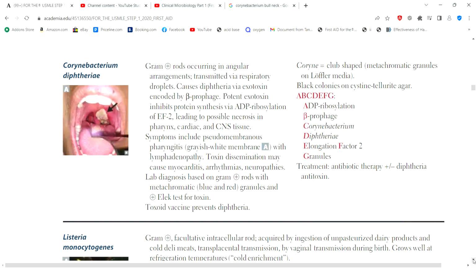It occurs in angular arrangements and is transmitted by respiratory droplets. It causes diphtheria. So, Corynebacterium diphtheriae causes diphtheria by an exotoxin encoded by beta prophage. What is beta prophage, you ask? It is a type of bacteriophage that infects the bacteria.